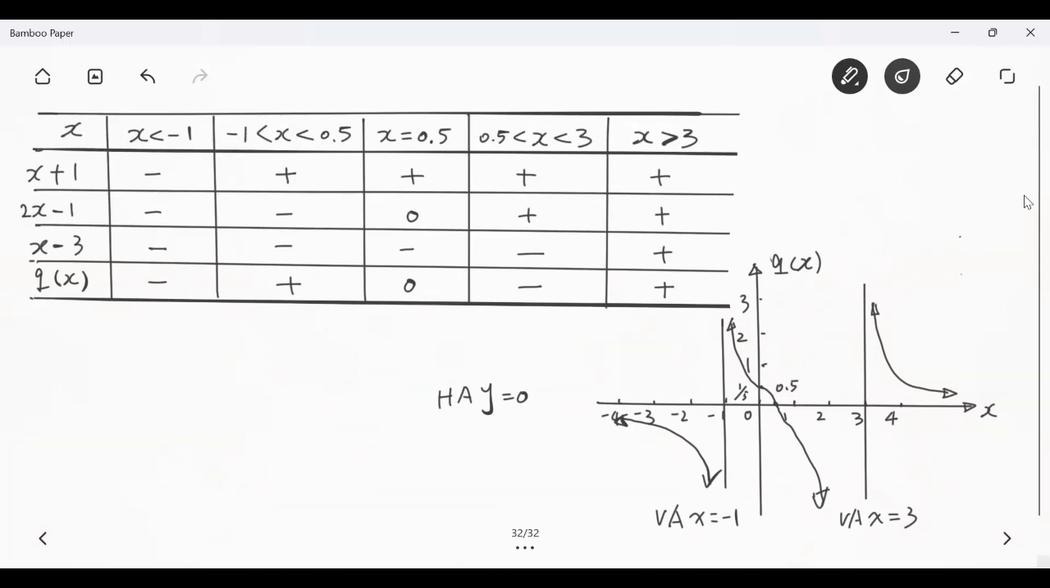We can see that there are two ends. On the left side, when x approaches 3 from the right, y approaches positive infinity. And on the right side, when x approaches positive infinity, y approaches 0 from above, right? And the graph looks like that.